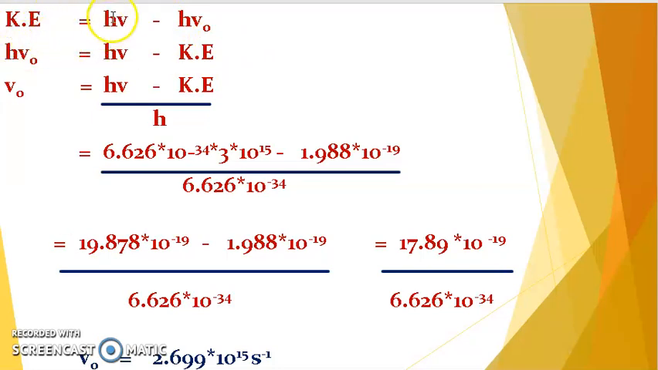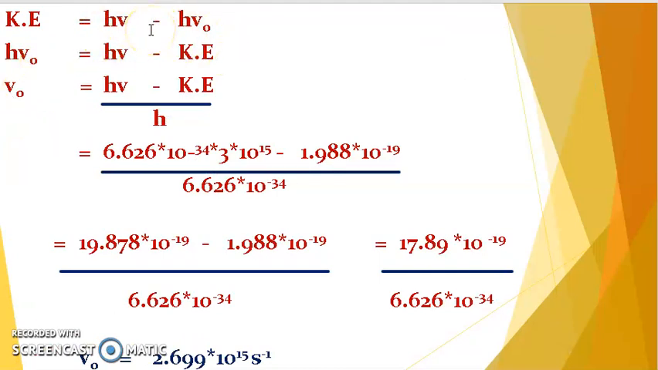So the striking photon on the metal surface has the energy h nu, and minus the minimum energy required to eject the electron, that is h nu naught. Then h nu minus h nu naught is transferred as kinetic energy. That's why we write KE equals h nu minus h nu naught. This is the relation for this question, so we are using this equation.